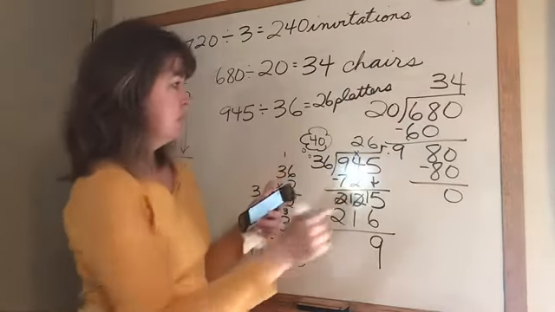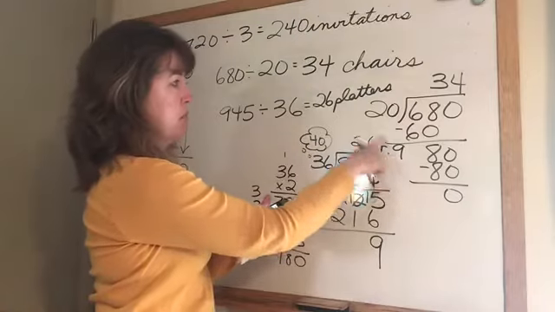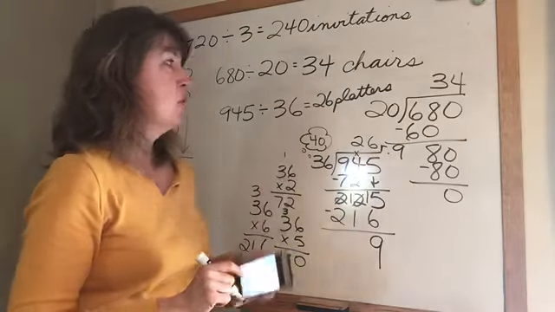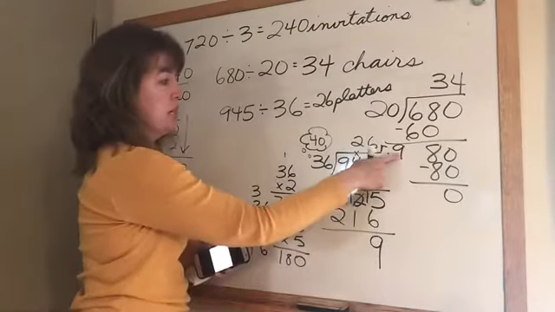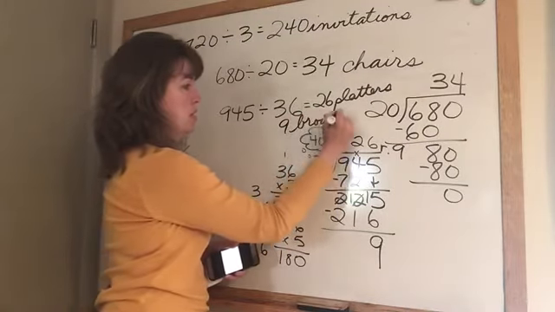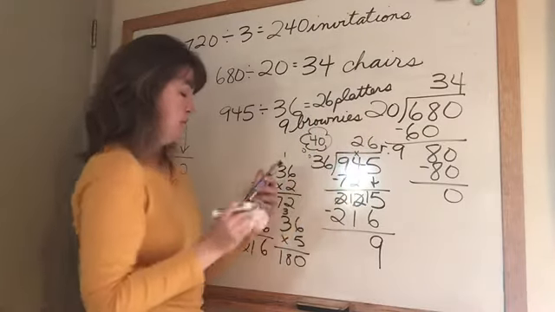Okay, not quite 27. You had a remainder, but only 26. So how many were left over? And that's the remainder. That's 9. So you write 9 brownies were left over.